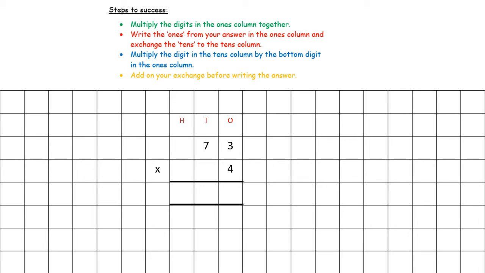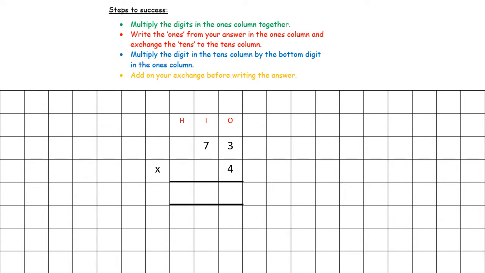Okay, the first example we have is 73 times 4. And look how we've been really careful to line our digits up in the correct place value column. So the 7 tens is in the tens column, the 3 ones is in the ones column, and the 4 ones that we're multiplying it by is in the ones column. Now we're going to use our steps to success to make sure we get this done properly.